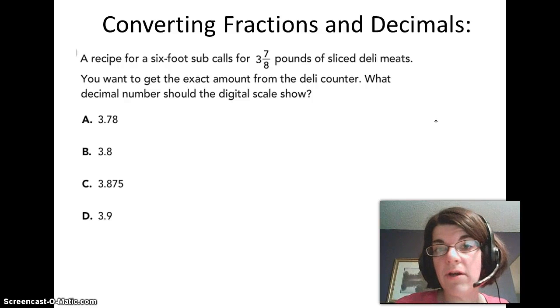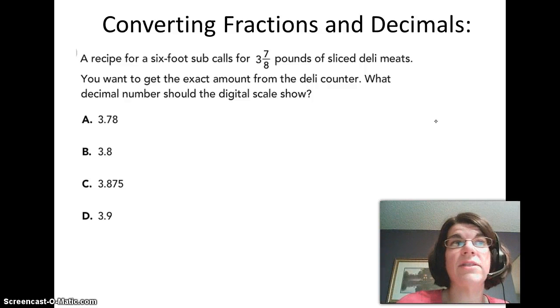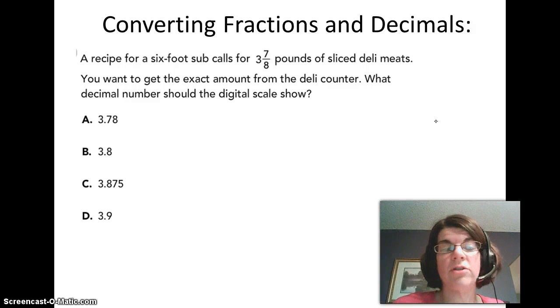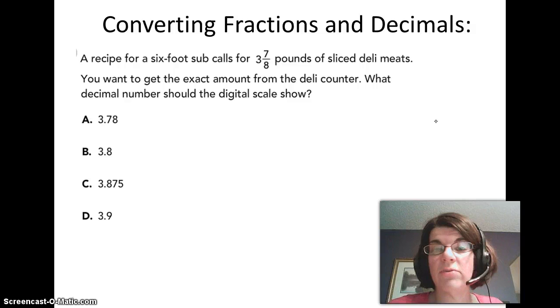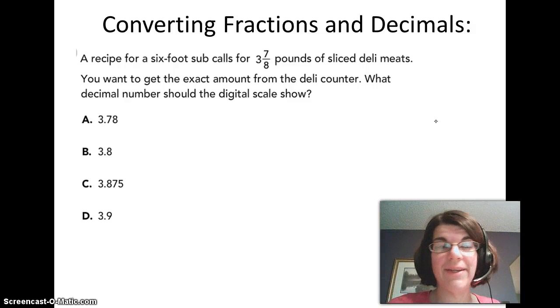Alright, so again, if you want to pause the video and try this one, we have a recipe for a 6-foot sub calls for 3 7/8 pounds of deli meat. You want to get the exact amount from the deli counter. What should the decimal number show on the digital scale? So go ahead and again, try this one, see if you can get the right answer. And I hope you get it right. And I'm going to go over the answer right now.